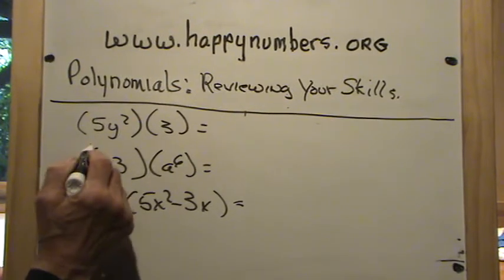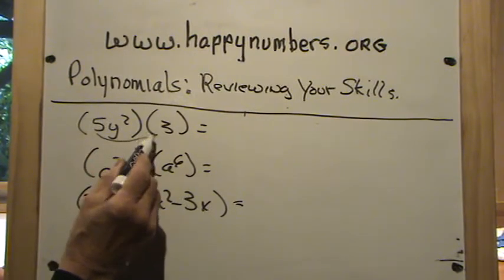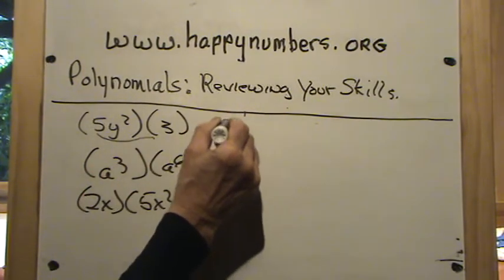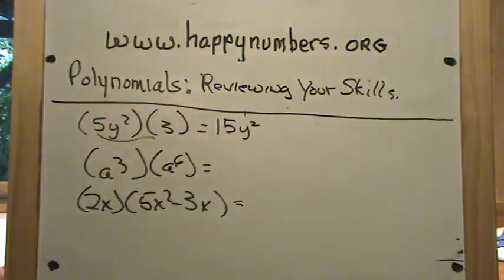Okay, this is pretty straightforward. We multiply the coefficients. 5 times 3 is 15. And there is no variable, so we just put the y squared, my bad.